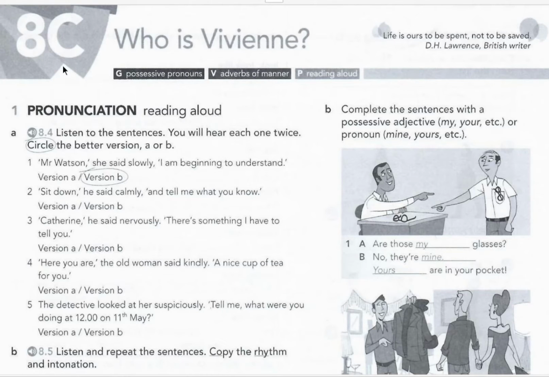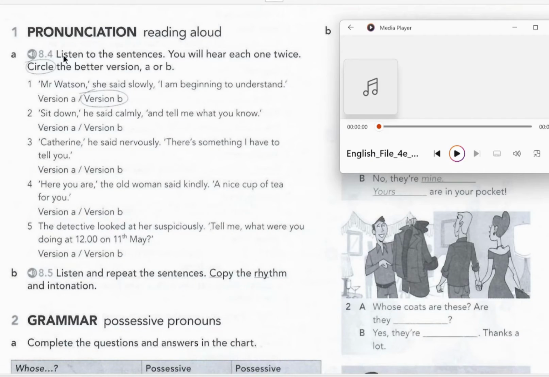Okay, so we'll start with 8C, page 58. Exercise 1, pronunciation, reading aloud. Exercise A is asking us to listen to 8.4 and then select the better version. You will hear each one twice and we need to circle the better version, A or B. All right, we've got 8.4 here, ready.